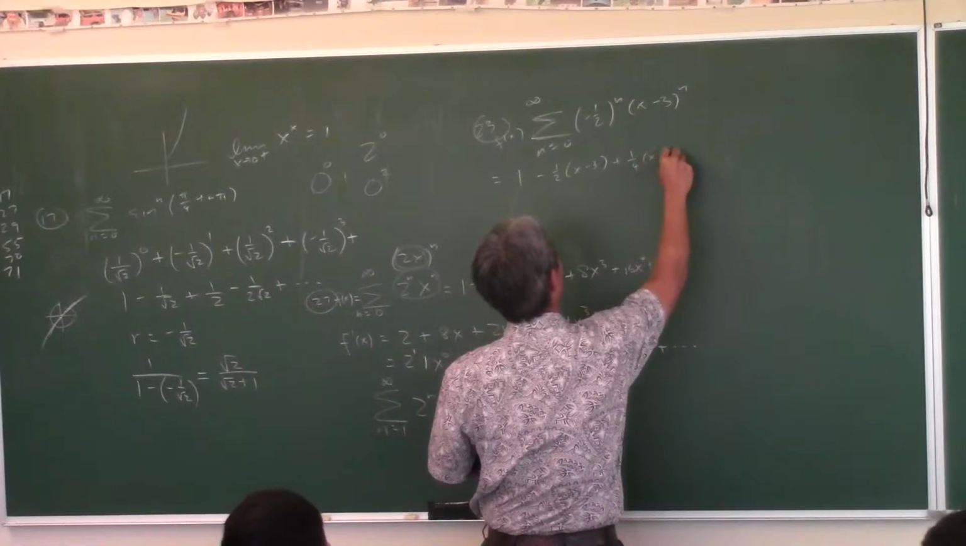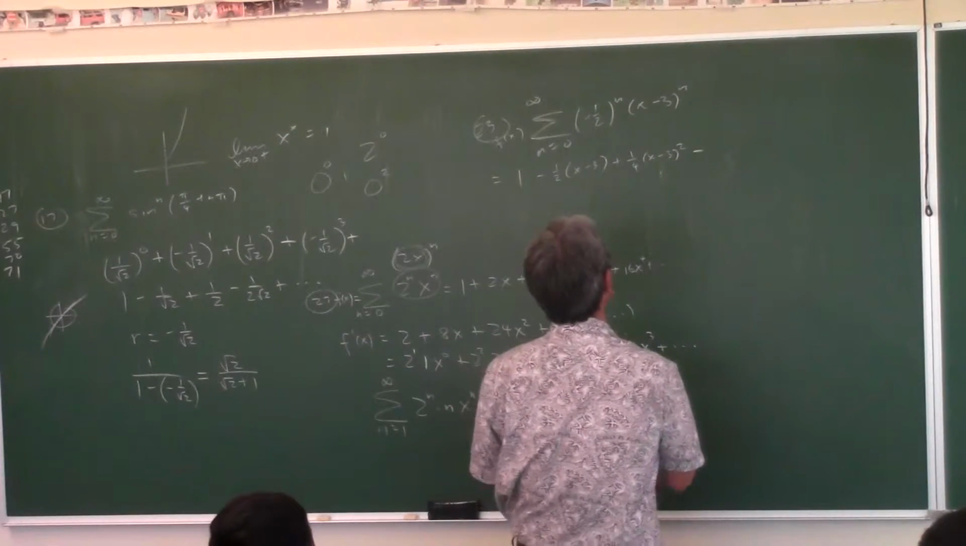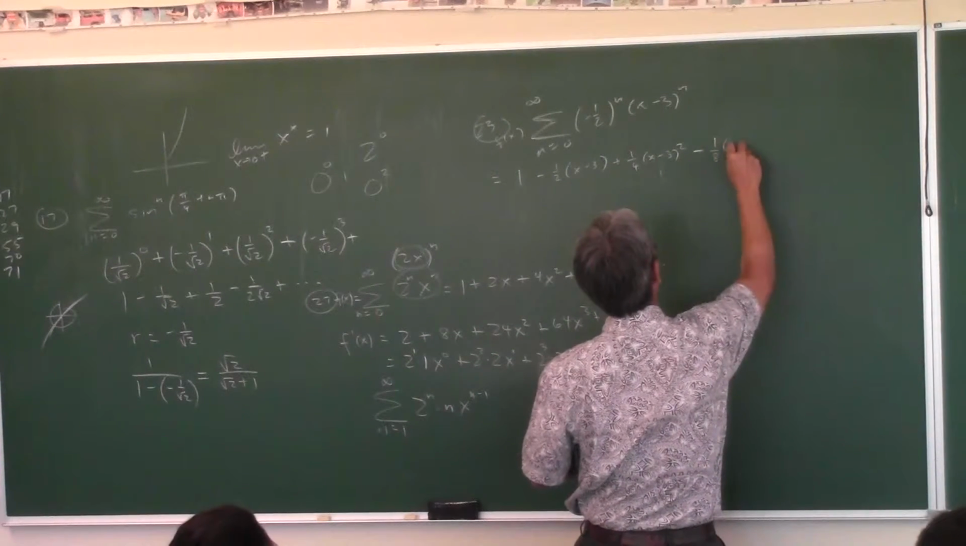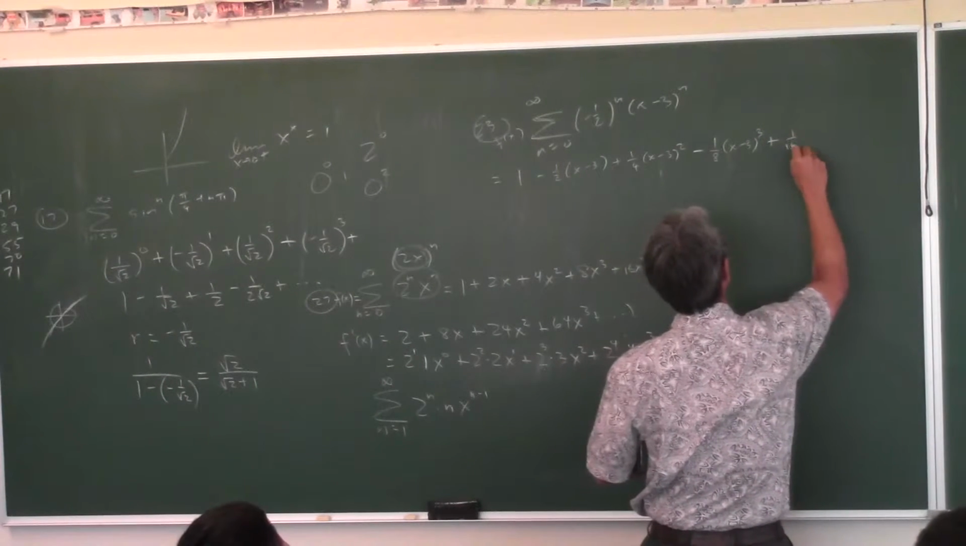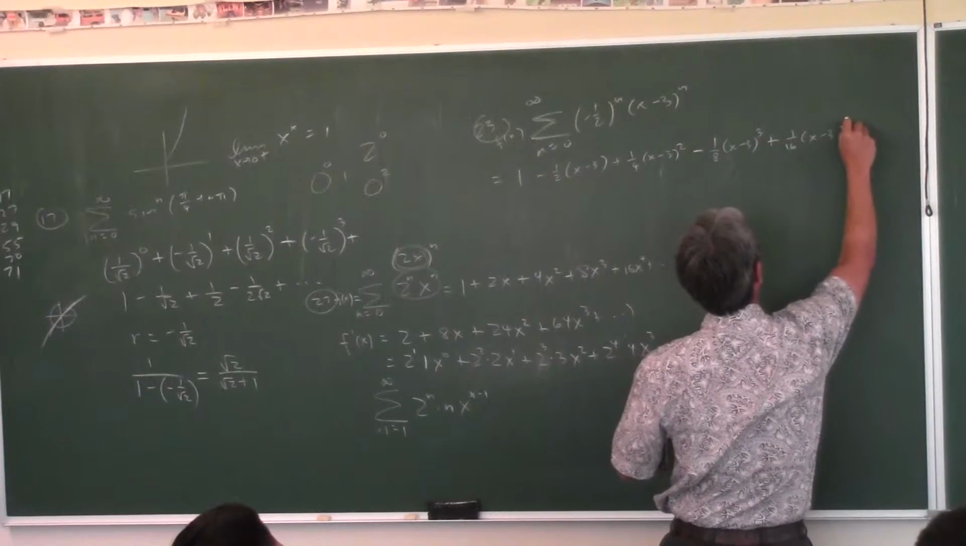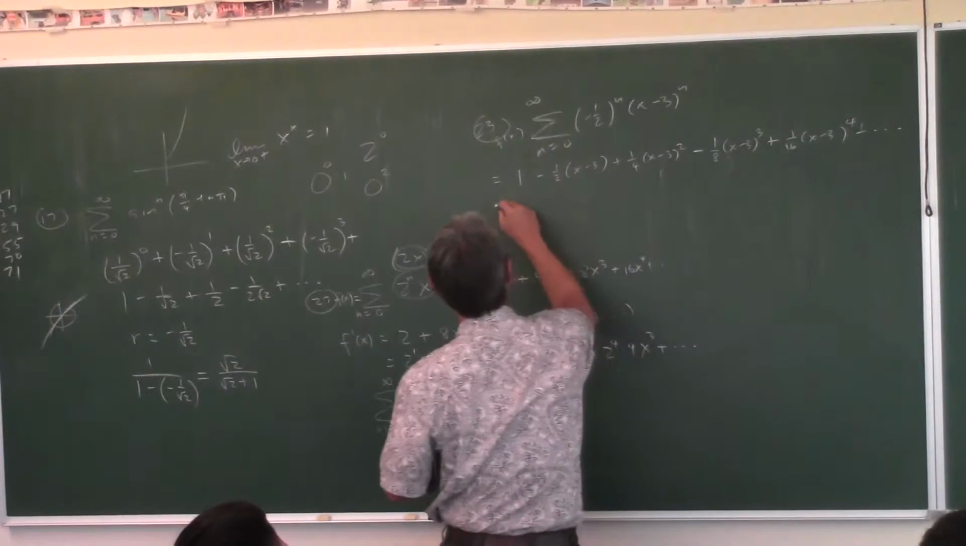1/4 (x − 3)². Plug in, what number are we on now? 3. Negative 1/8 (x − 3)³. Let's just do one more for funsies. 1/16 (x − 3)⁴ minus dot dot dot. Okay, let's take the derivative.